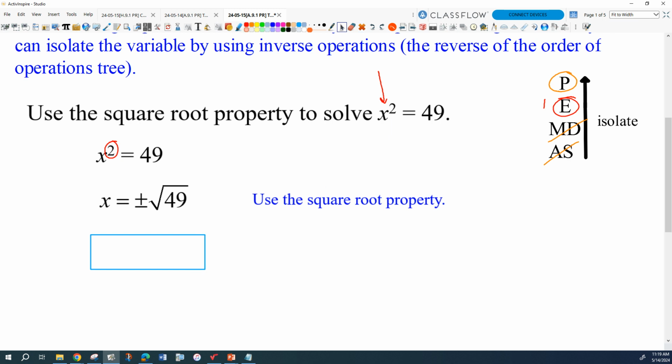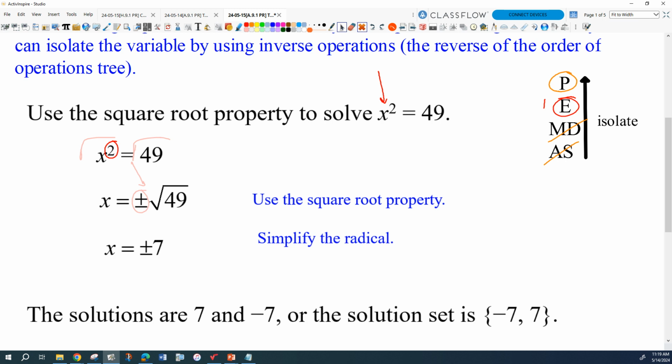The fact that we square rooted both sides means that we have to include that plus or minus in there, right? And what is the square root of 49? 7. Good. So our answers, we get 2 of them. Our answers are plus or minus 7. Okay? Give me thumbs. That make sense?